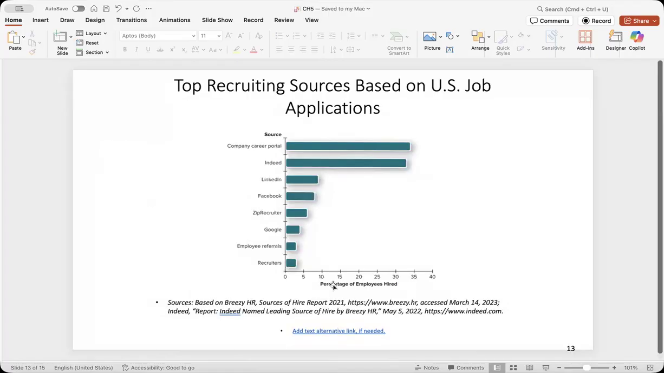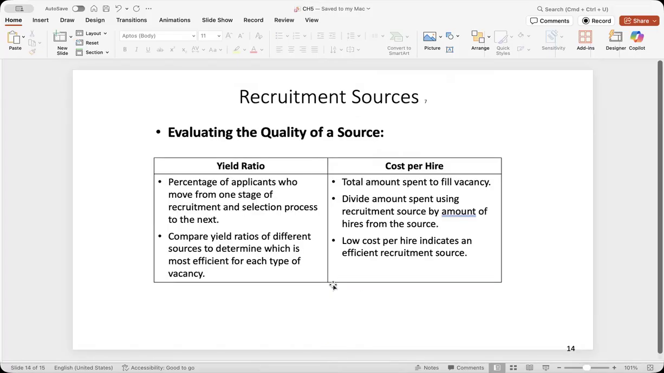Here are the top recruiting resources based on US job applications. Usually it's the company website. Next is Indeed, LinkedIn, Facebook, ZipRecruiter, Google, employer referrals, recruiters. I'm a big fan of Google now. I use Google a lot to do job searches for my students. It kind of pulls from everywhere. So that's kind of my take on that.